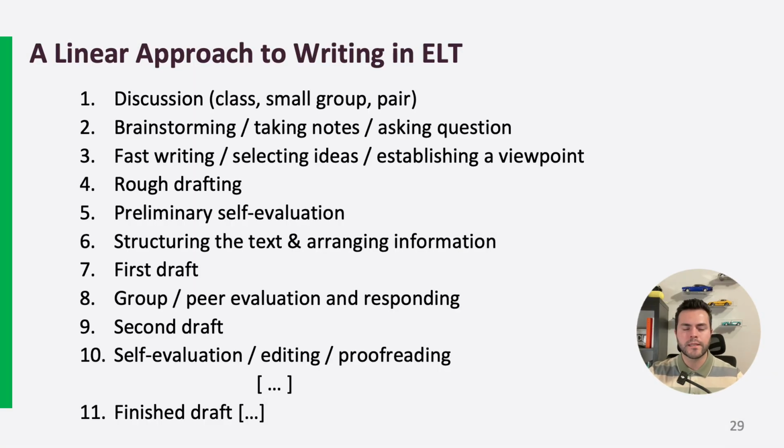This slide outlines what a linear approach to writing might look like in an ELT classroom. We start with a discussion and brainstorming. We get the students to generate and share ideas. Then we move into fast writing to help learners quickly get thoughts onto paper, followed by rough drafting. After that, there is a preliminary self-evaluation stage where students reflect on what they've written. Then comes structuring. We organize ideas logically, and this leads into the first draft. From there, we move to peer or group feedback, followed by a second draft. And finally, there is self-editing and proofreading before producing the final draft. So it's a step-by-step progression that's clear and easy for learners to follow.